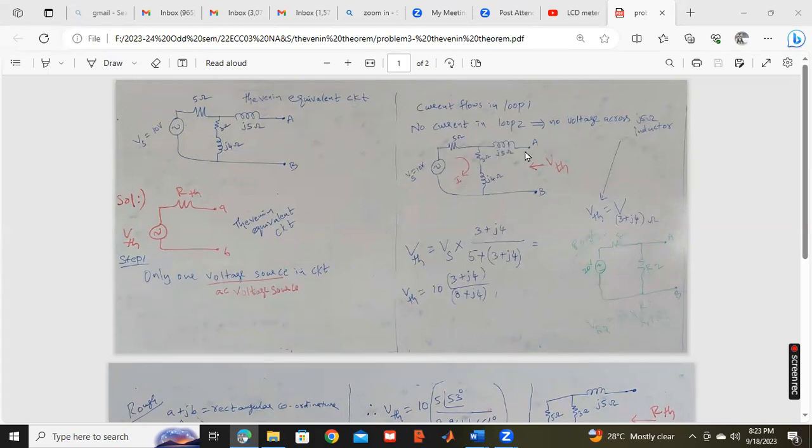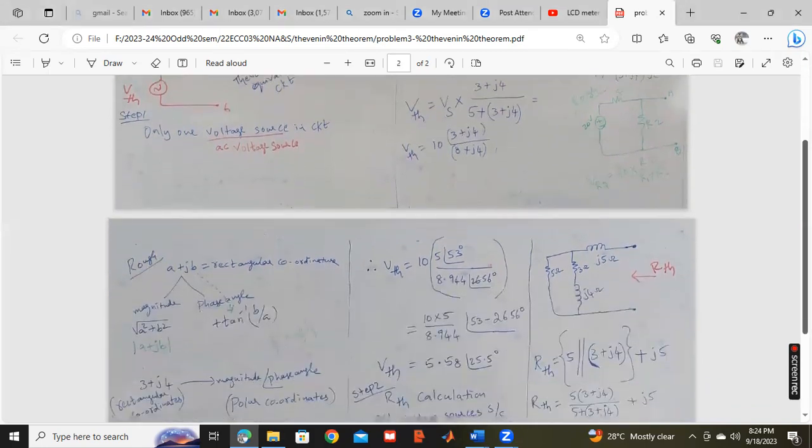If current is flowing, then that voltage also we have to calculate for getting the overall voltage across AB points. Here no current, so the voltage is 0, and we can neglect this. As per our calculation, the Vs value is 10. Numerator becomes 3 plus J4, denominator 5 plus 3 plus J4, which is 8 plus J4. This 5 is the R1 value, and the R2 value is 3 plus J4 because they are in series.